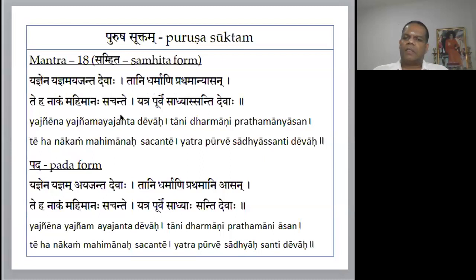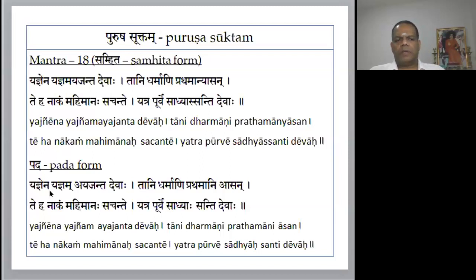Tehanakam mahimana sachante. No change. Yatra purve sadhya. This dh is the fourth letter in the ka varga, so it has to be aspirated. Sadhya santi. Devaha. Deva.